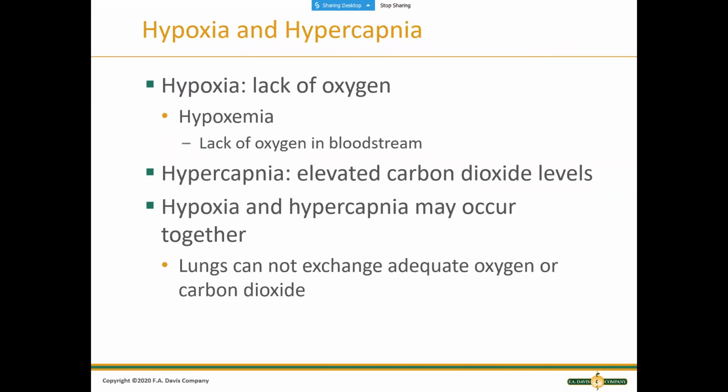The word hypoxia means lack of oxygen or low oxygen in the bloodstream. Hypercapnia, elevated carbon dioxide levels. And so with ARDS, we were talking, the PO2 drops, so the patient has hypoxemia. The CO2 climbs. The patient has hypercapnia. High CO2, low oxygen.